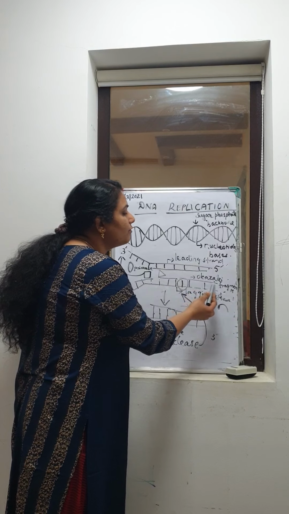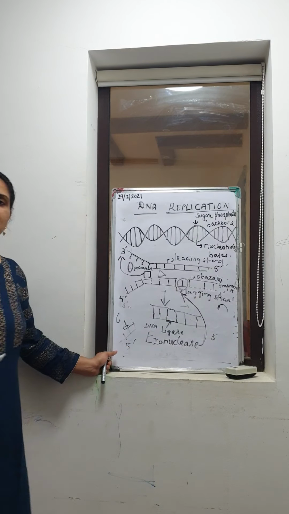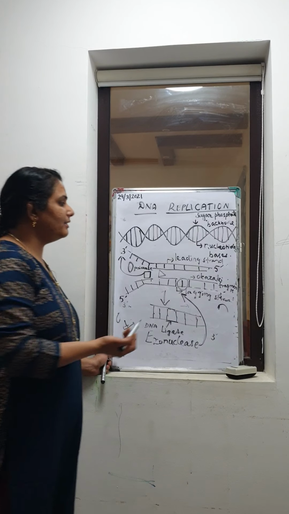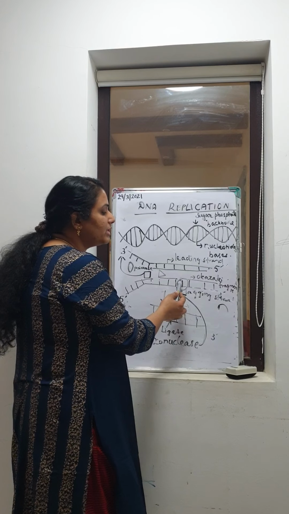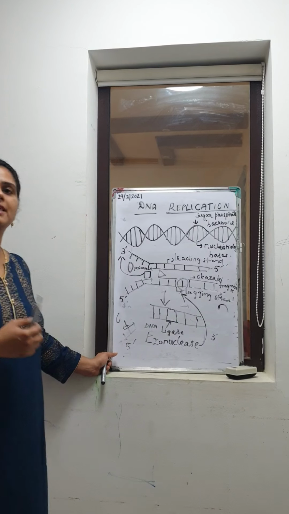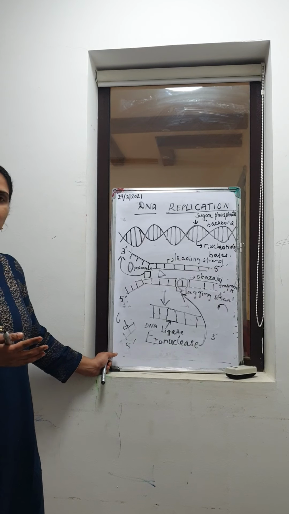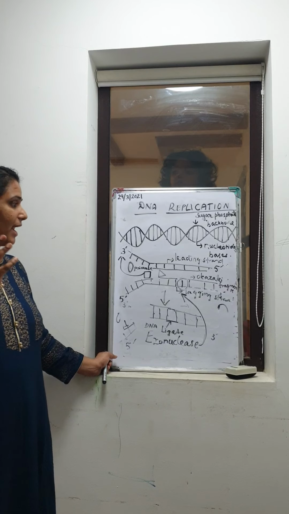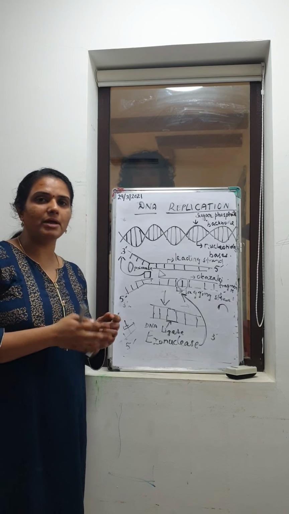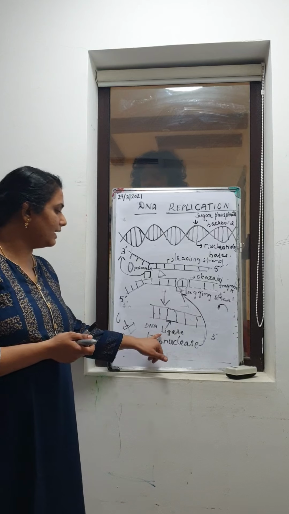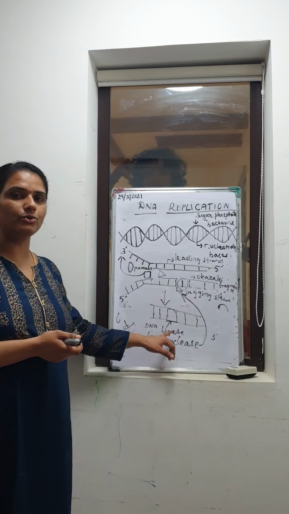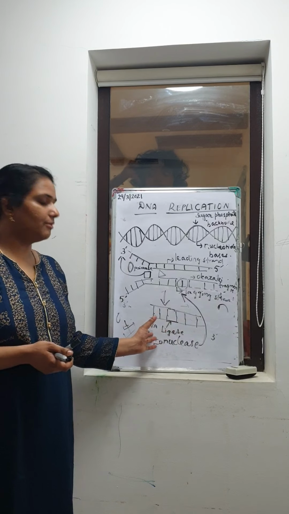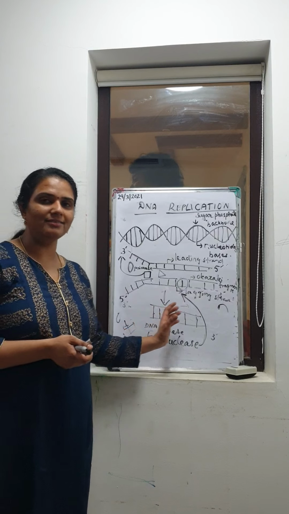Then these small fragments are named Okazaki fragments. And then there will be gaps between the Okazaki fragments. Those gaps are removed by means of an enzyme called exonuclease. And then the fragments are sealed together by means of the enzyme called DNA ligase. And so the two DNA replicas are formed. Okay, thank you.